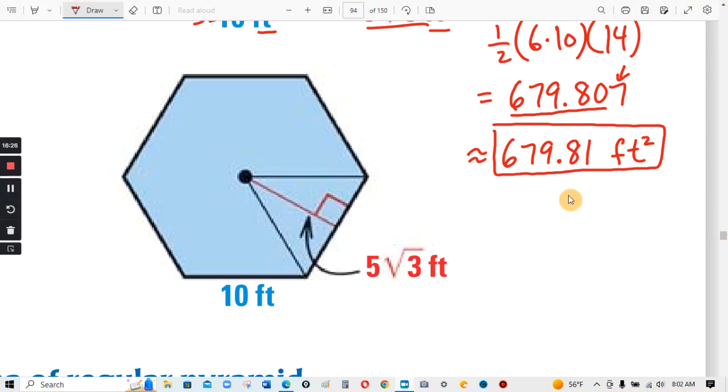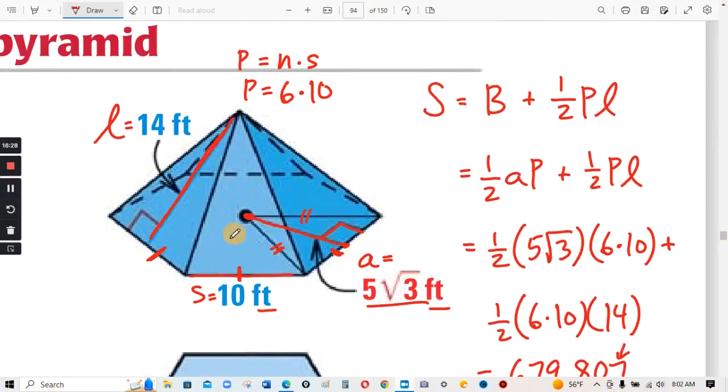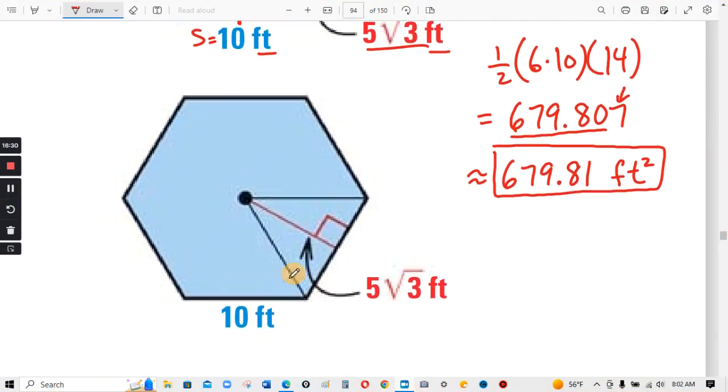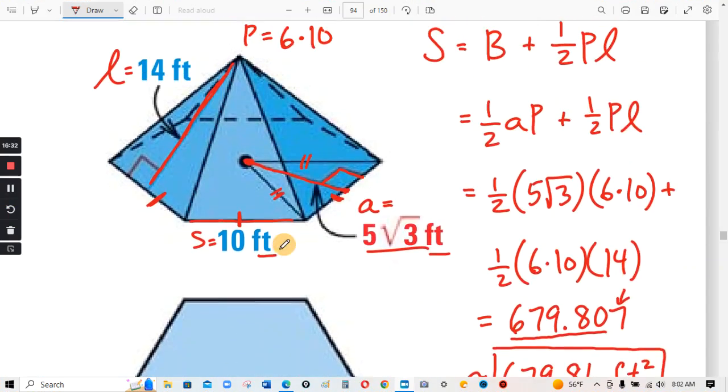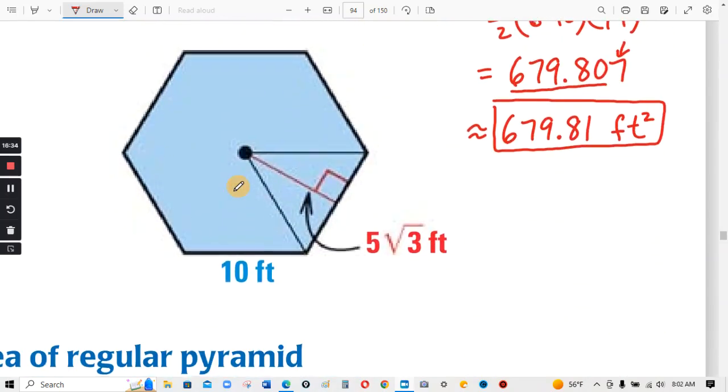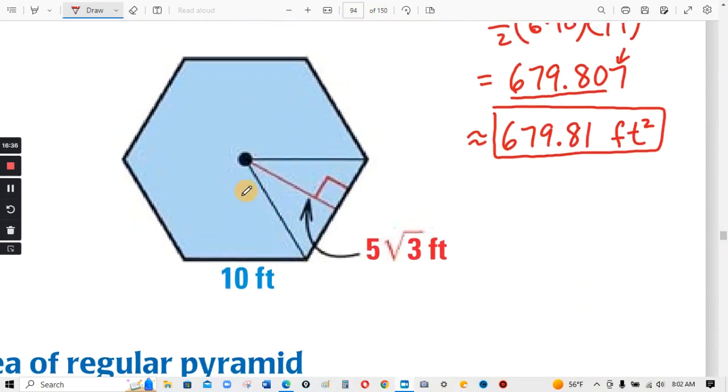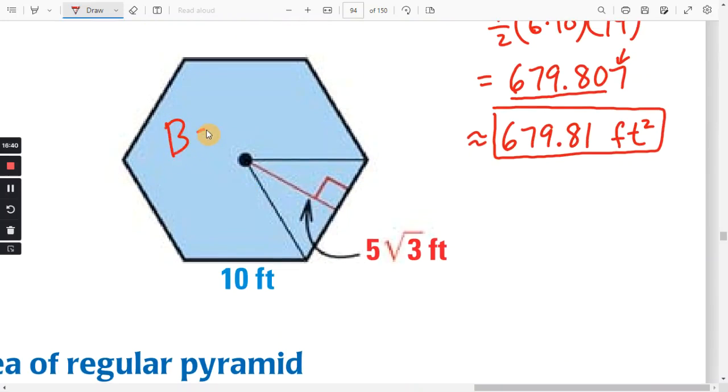And right here, they just showed you the hexagonal base by itself. But all of these measurements were in the original diagram. Okay, so they're just showing you the base right here. And remember, capital B is the area of the base. And for a regular polygon, the area is 1/2 apothem times perimeter. So that's what we used in the formula in place of capital B.